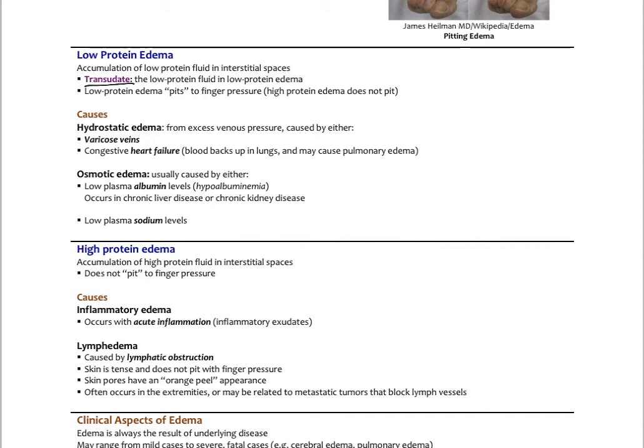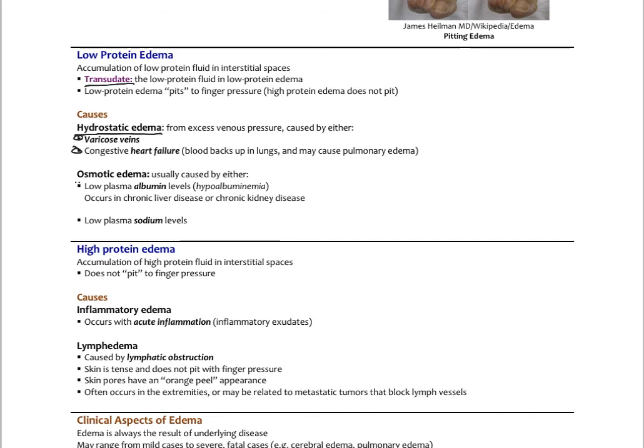The two main groups of those causes would be either from hydrostatic edema, and that would be from an increase of venous pressure. And that basically could be caused by varicose veins. So again, the backflow through the valves would cause increased pressure in the veins, or congestive heart failure. So when the heart fails, all the blood backs up into the venous system. And that can also cause pulmonary edema. But basically, hydrostatic edema would be one cause of pitting or low protein edema.